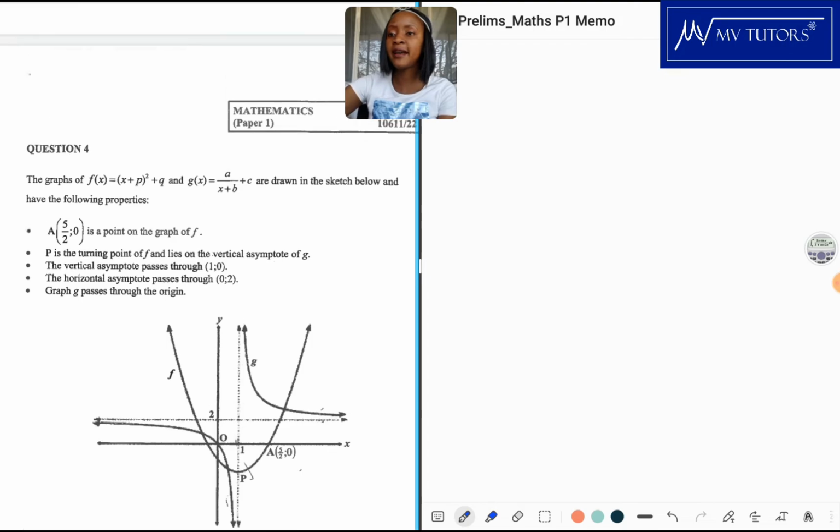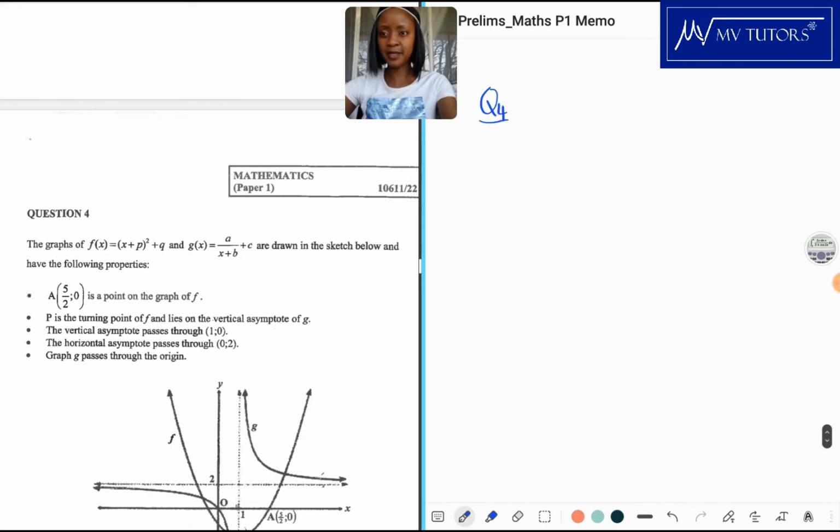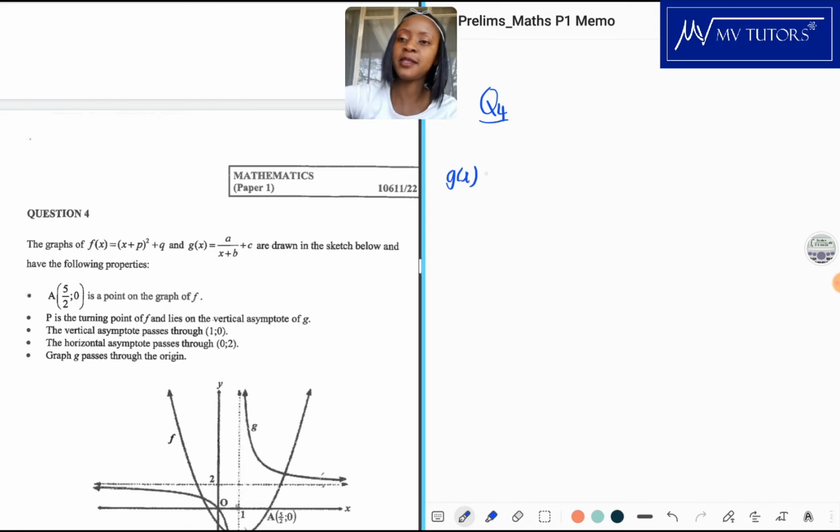So if we have our equation here, g of x, this is question 4. We have g of x, which is basically a over x plus b, plus c. They told us the vertical and the horizontal asymptotes. B, in this case representing the vertical asymptote, will be equal to -1, because at this point x is equal to 1. So how do we get 1? We would say x minus 1 is equal to 0, hence x is equal to 1. So that's why b has to be -1.